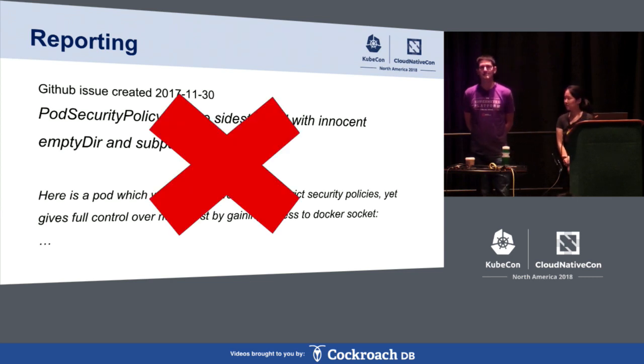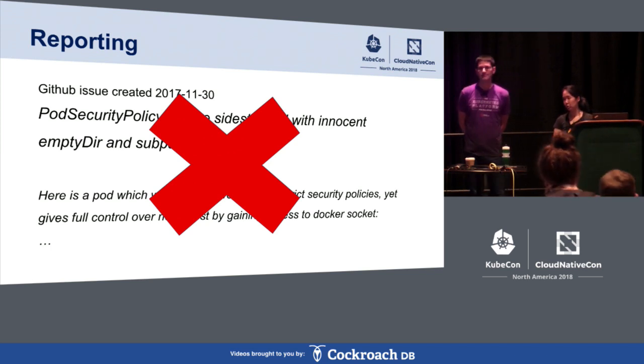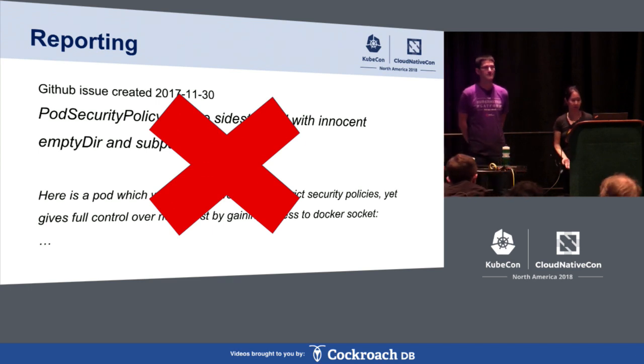I want to emphasize here that this is not the proper channel to report security issues in Kubernetes. GitHub issues are public and don't allow time for us to privately develop and release a fix before others can start exploiting the vulnerability. Luckily for us, a member of the Kubernetes product security team quickly spotted the issue and cleared out all the details.